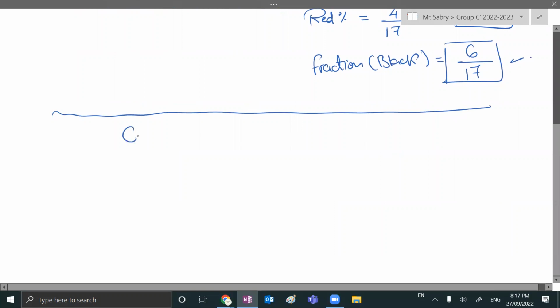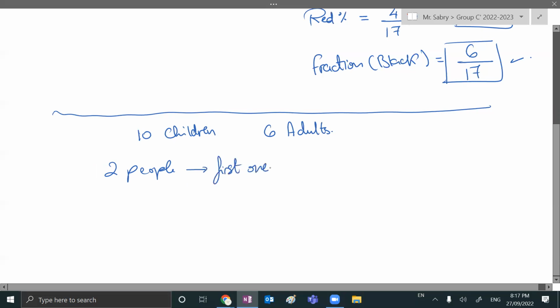Now, how can this become a bit harder? So let's say we're selecting, for example, there are 10 children and 6 adults. Now I need to know, or if I told you that I'll select 2 people out of those all together. So 2 people, I'll select 2 out of the children and the adults all together. And the first one, I know for a fact that it came out as an adult.